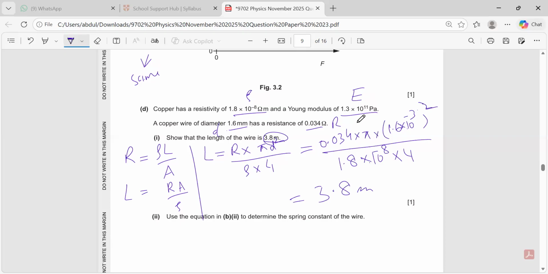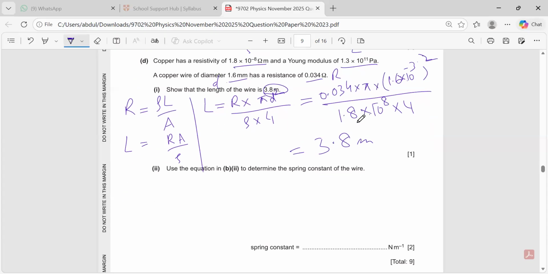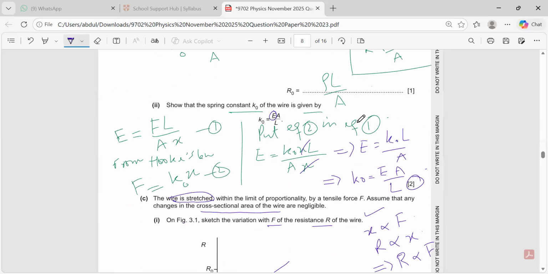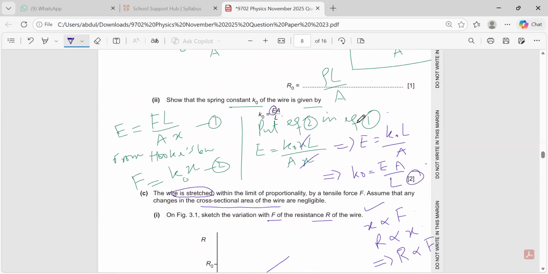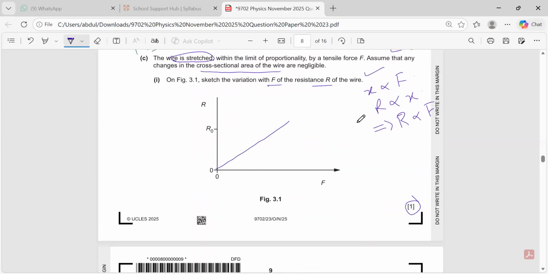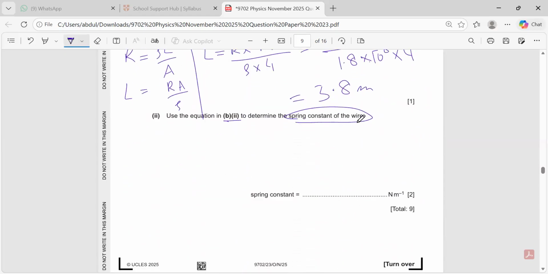Okay, so that was straightforward, simple. Now, use the equation in B2 to determine the spring constant of the wire. B2 equation is K naught is equal to EA over L. This is the equation in B2. So that's what we derived also. Okay, let's use this equation.